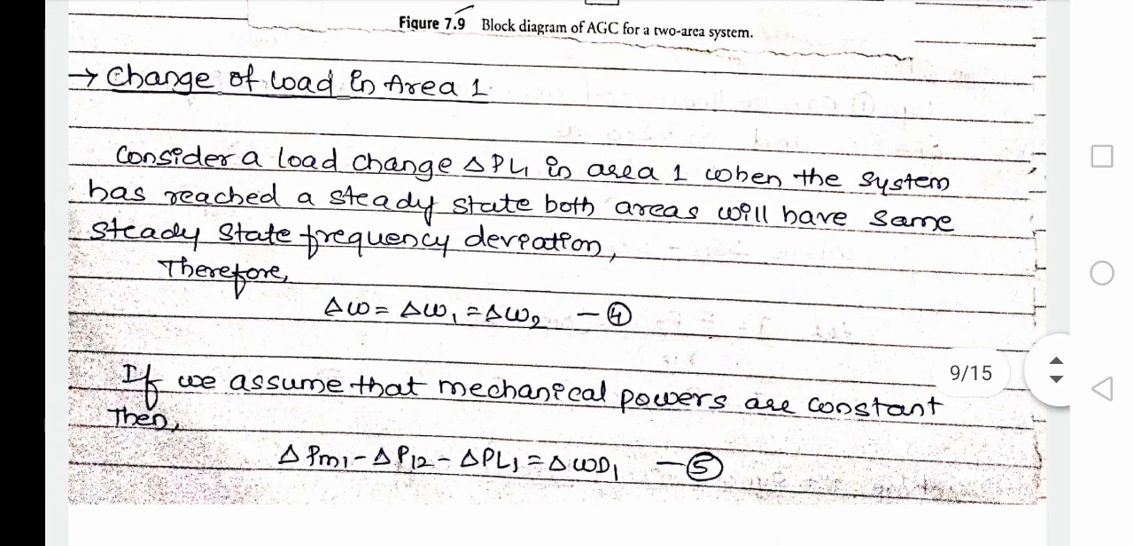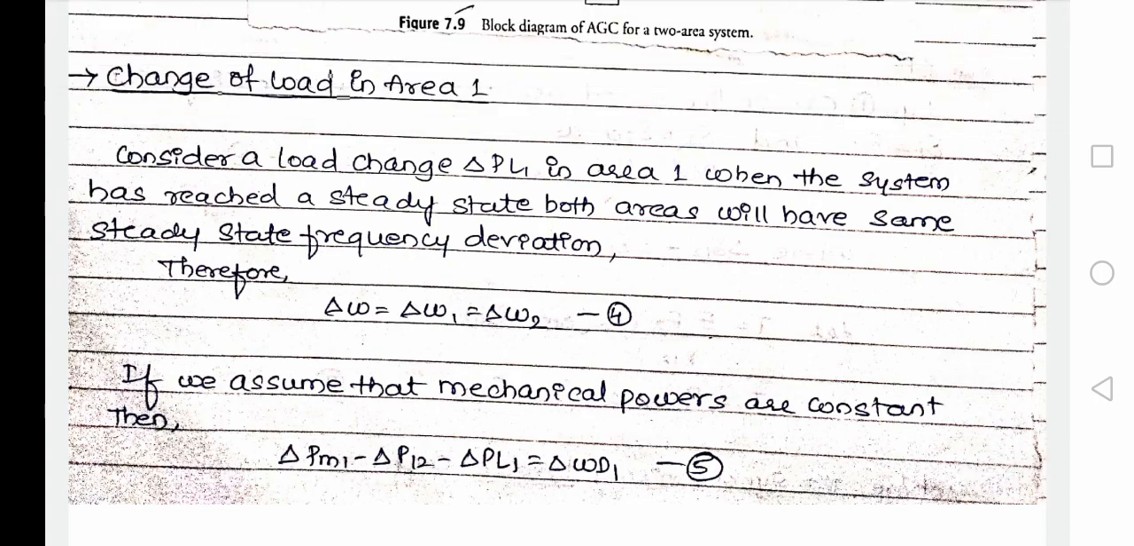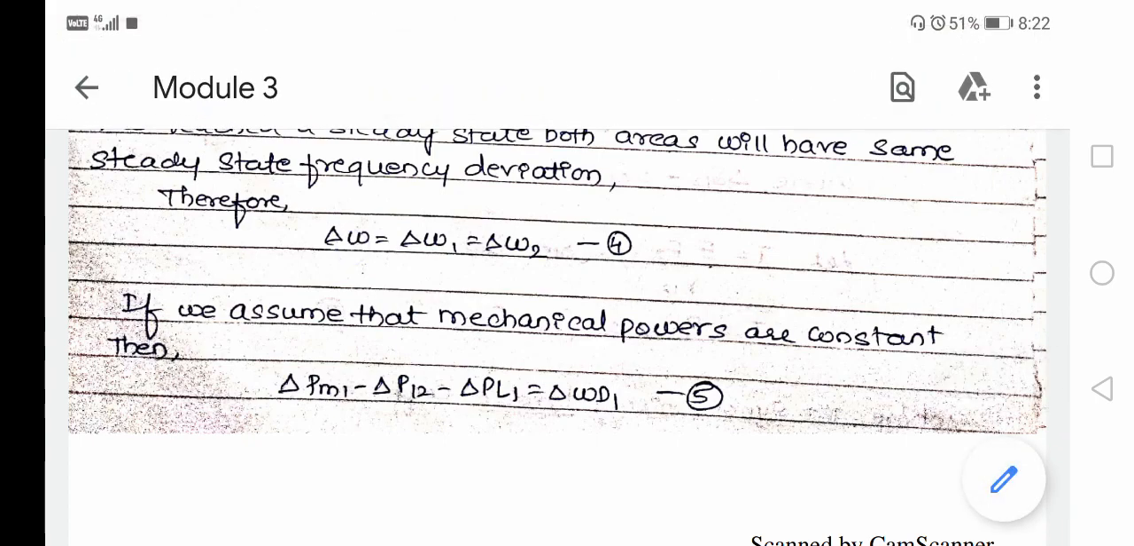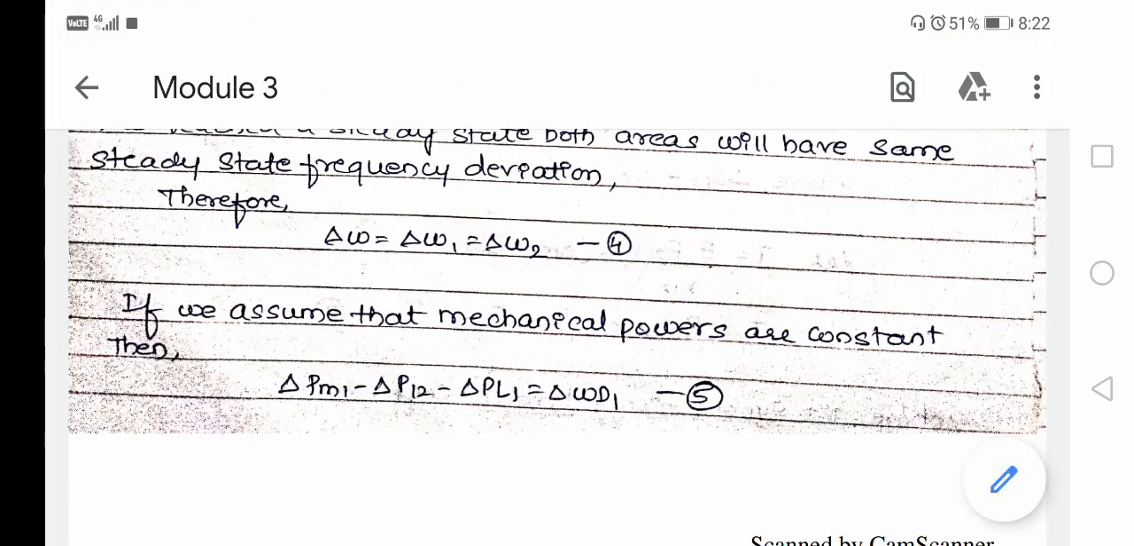Here you need to consider a load change of delta P1 in area number 1 when the system has reached a steady state in both the areas, and they will have the same steady state frequency deviation. You need to take the change in the load delta P1 in area 1 when the system has reached steady state in both areas, and it should have the same frequency deviation. Therefore, delta omega is equal to delta omega 1 is equal to delta omega 2. You can take it as equation number 4.